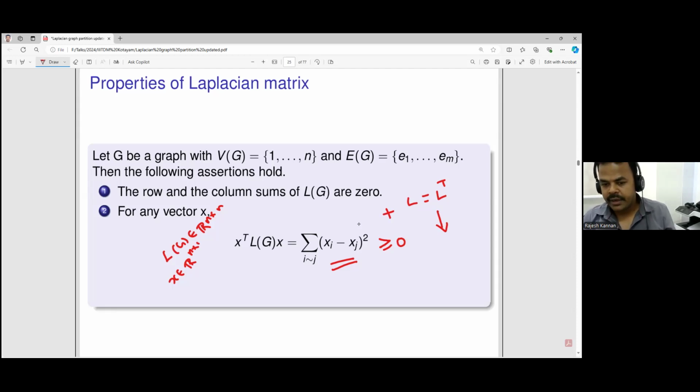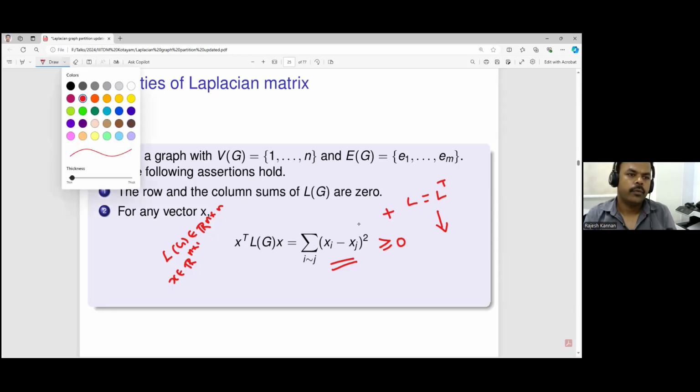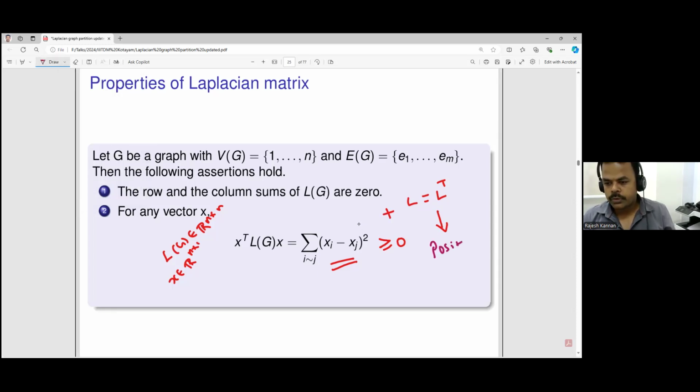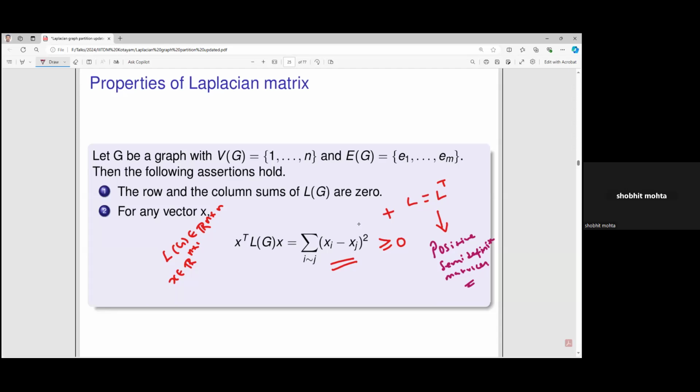So if a matrix is symmetric and the quadratic form associated with this matrix is always non-negative, then this type of matrices are called positive semi-definite matrices. So that means that all the eigenvalues of this matrix are non-negative. Do you have any questions? Okay, I can't see any questions.